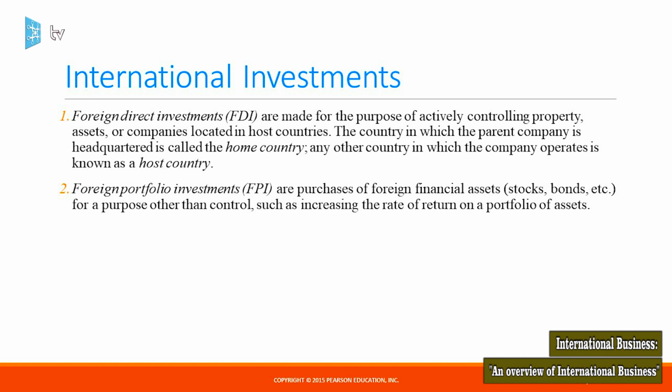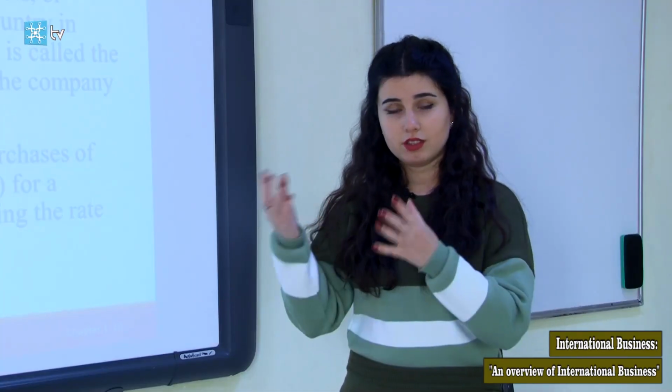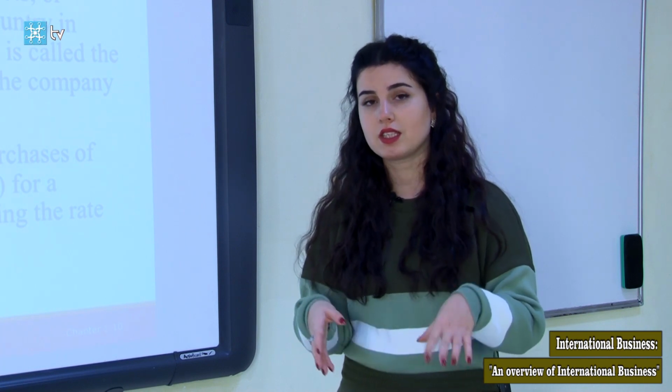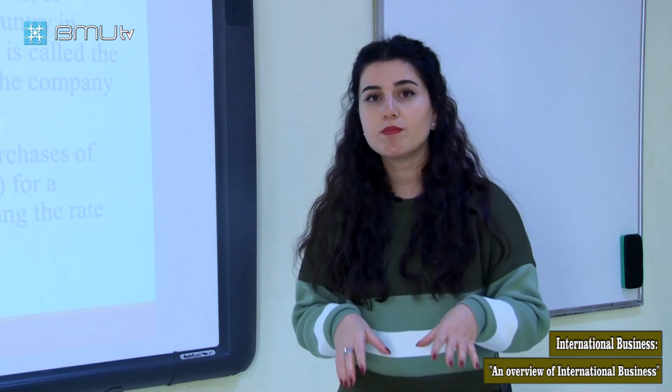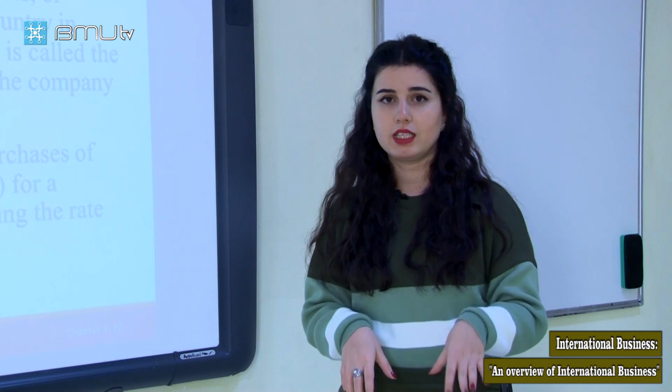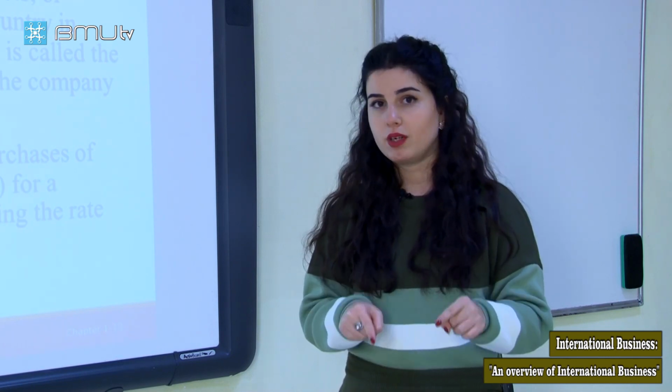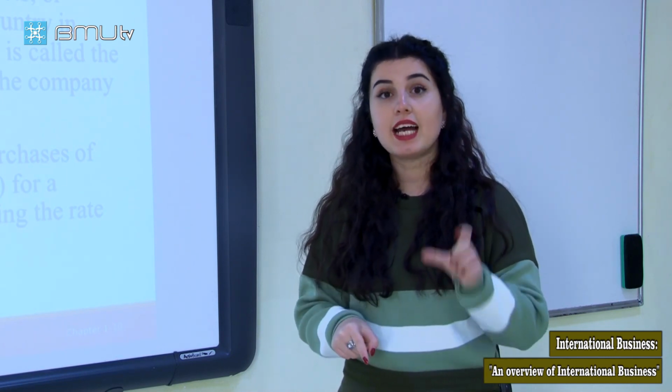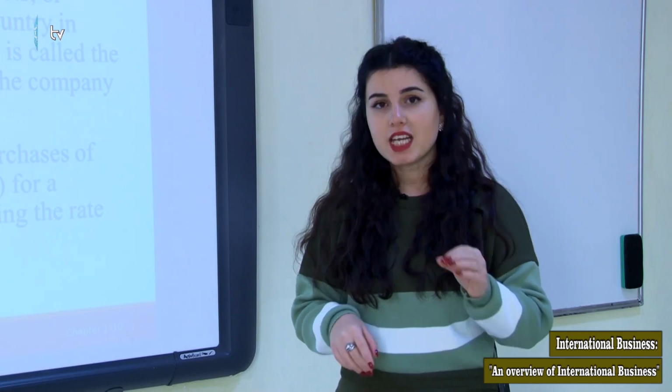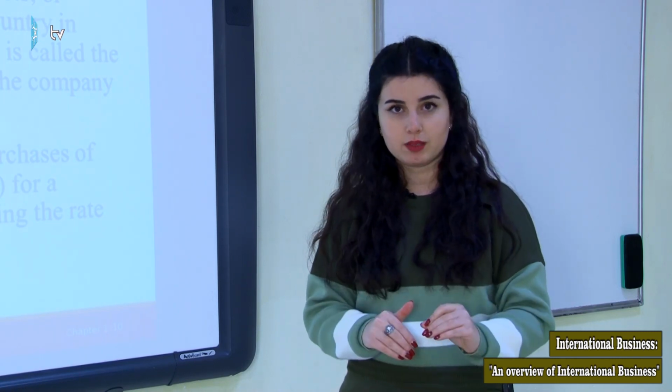Guys, the purpose is other than control, such as increasing the rate of return on the portfolio of assets. Guys, FPI can be companies' bonds, stocks, or savings in other international banks, and so on. That is an example of FPI. Guys, what is the main difference between FDI and FPI? Always remember this: FDI is active investment, but FPI is passive investment.